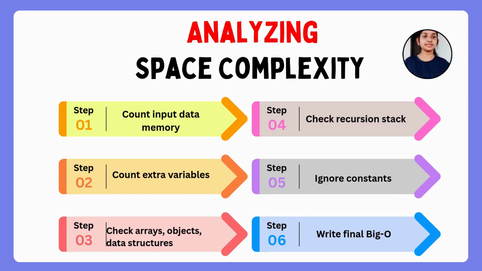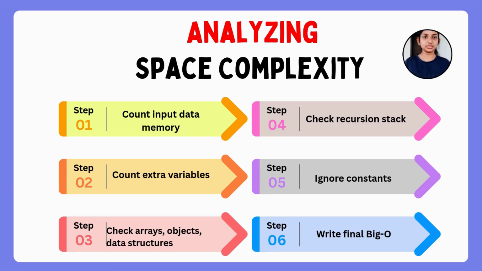Next one is step 3. Look at arrays or objects. In the program, if you use arrays, lists, objects and data structures, then memory depends on their size. Size n, O(n), O(n squared), or n squared.